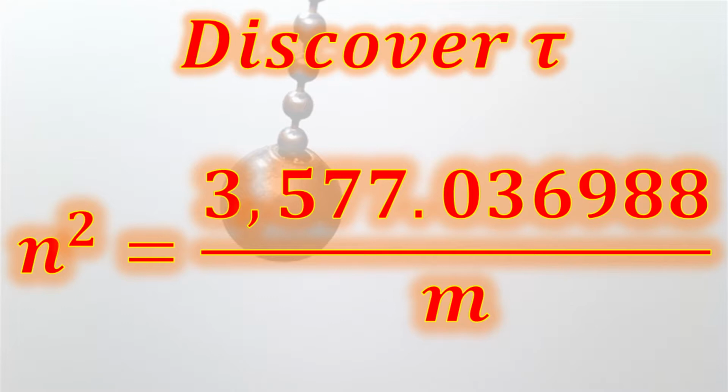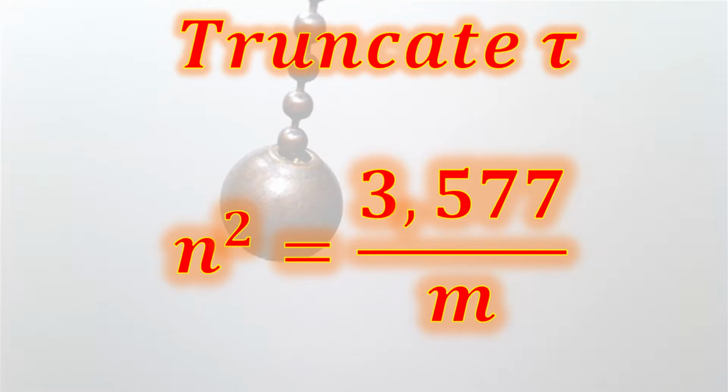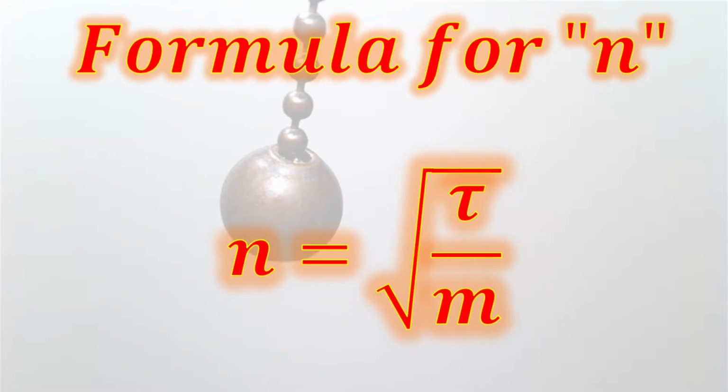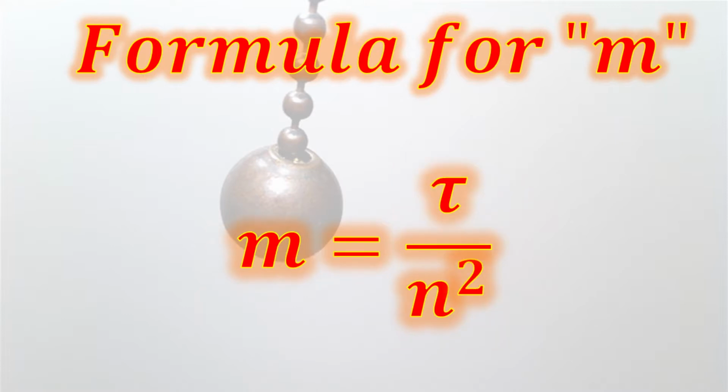So we're going to go ahead and truncate tau now to equal 3577. So whenever you see that little tau, you know that you need to use the number 3577. So let's replace that number now with tau. That gives us our beat rate squared equaling tau over our length in meters. And if we square root both sides, this just gives us our formula for n. So n equals the square root of tau over the length in meters. And if I want meters, I simply put tau over our beat rate squared.